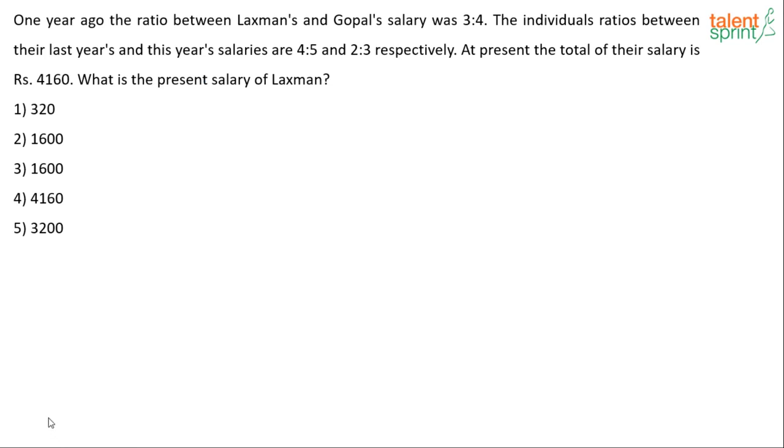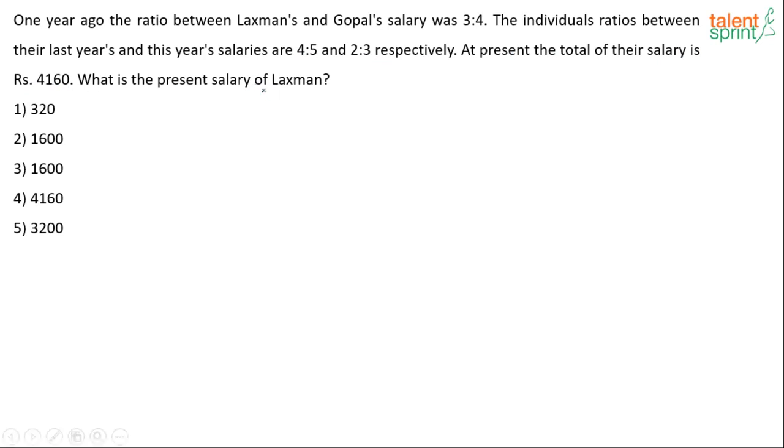Let's try it out. Here we go. So here's the question. It says 1 year ago, the ratio between Lakshman's and Gopal's salary was 3:4. The individual ratios between their last year's and this year's salaries are 4:5 and 2:3 respectively. At present, the total of their salary is rupees 4,160. What is the present salary of Lakshman?